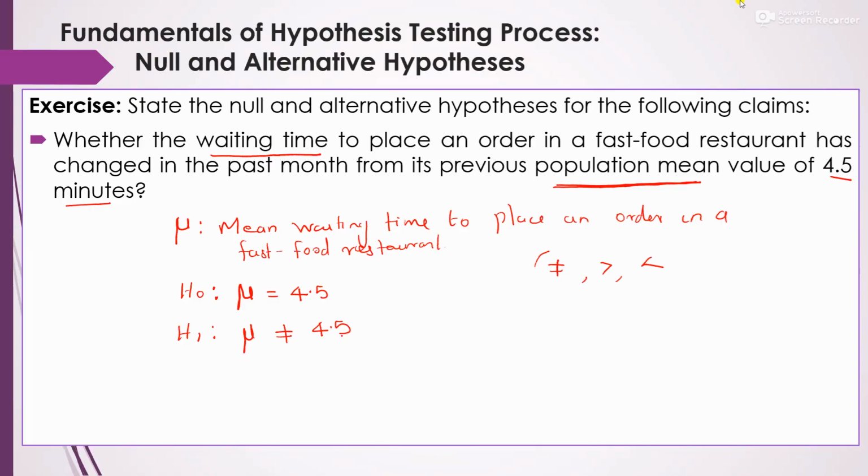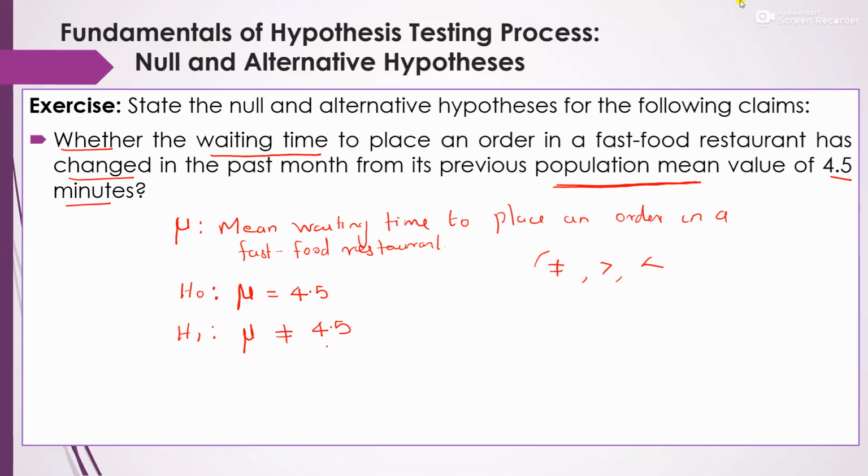Only this sign we can use, because for greater than or less than, there is no indicator of increase or decrease. There is no indication. Only whether it changed. So it may increase or it may decrease, but we don't know the direction. So we specify not equal to 4.5.